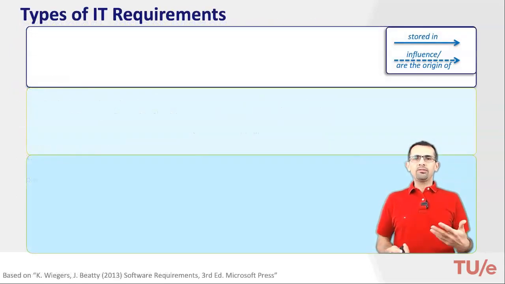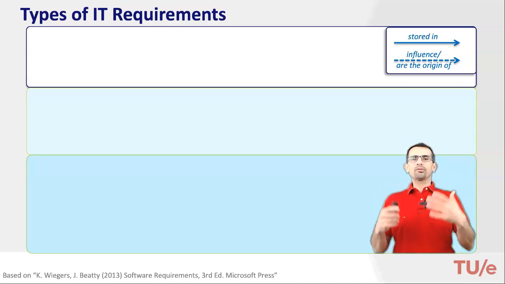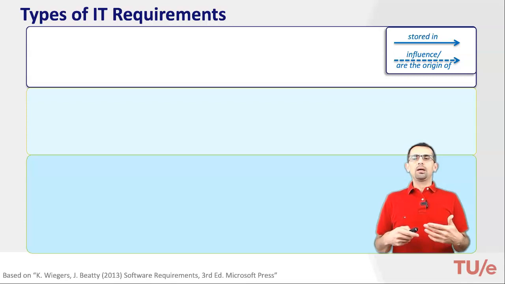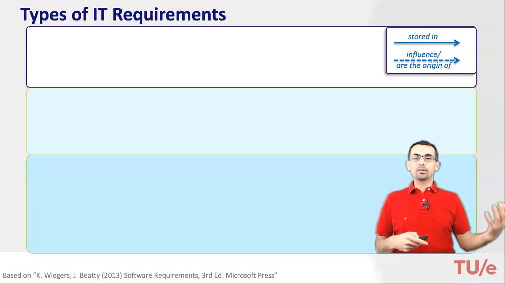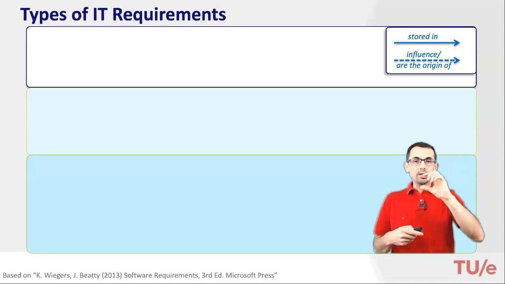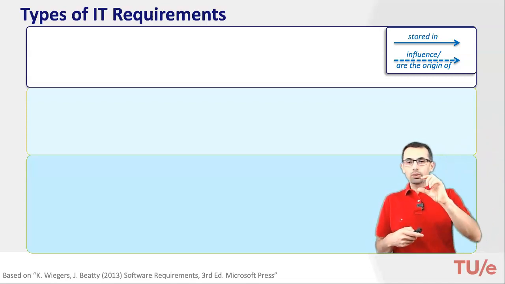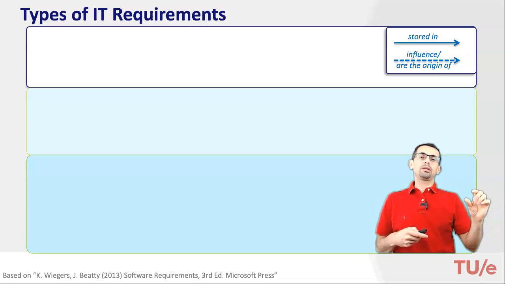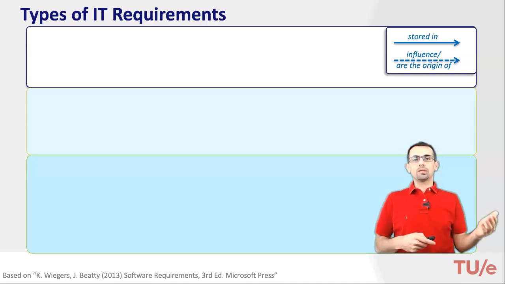We can categorize the requirements in terms of granularity into three different types. The first, highest level, represents the business requirements. The stakeholder requirements, or user requirements, are in the middle, and we have the solution requirements, or system requirements, at the bottom. Let's start with the business requirements.